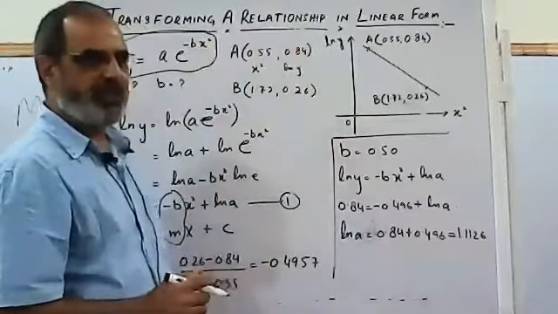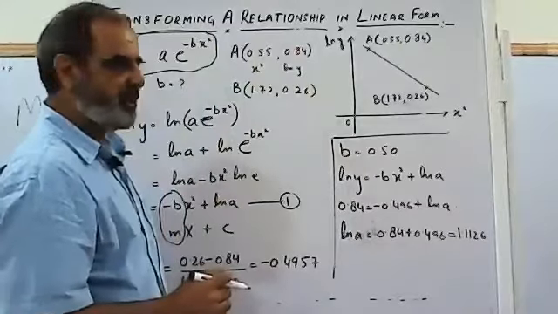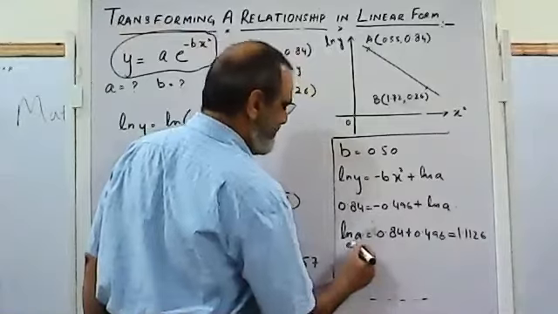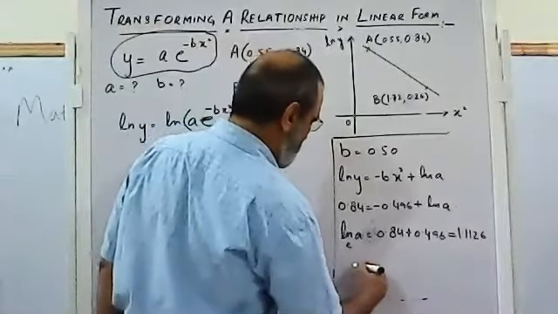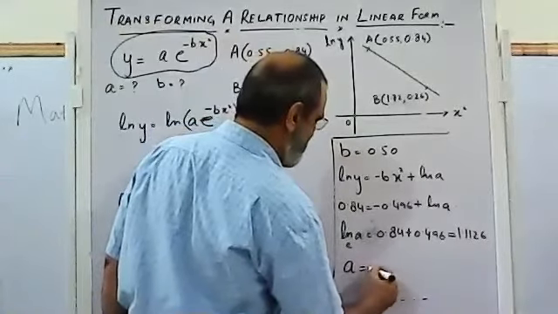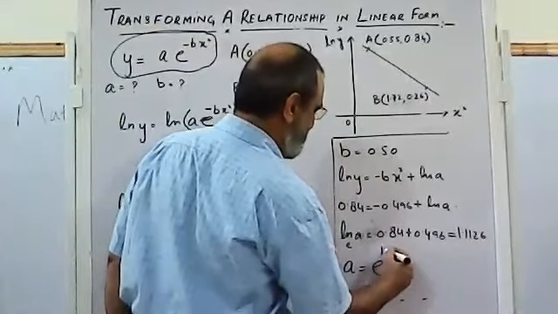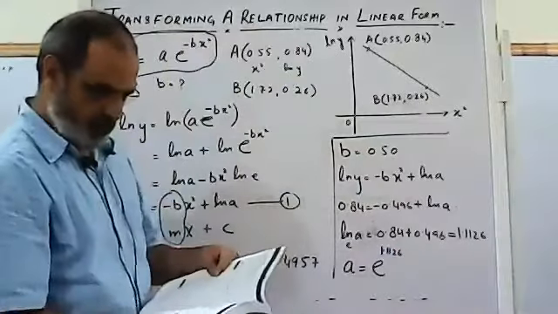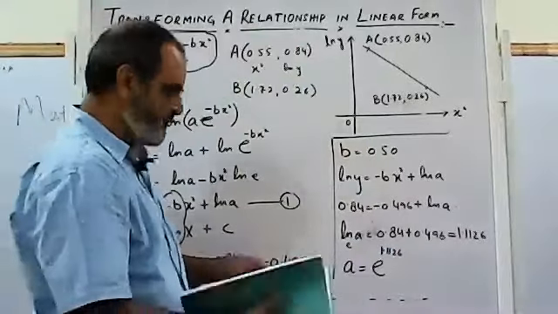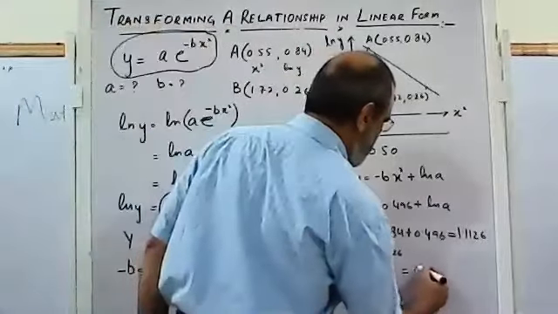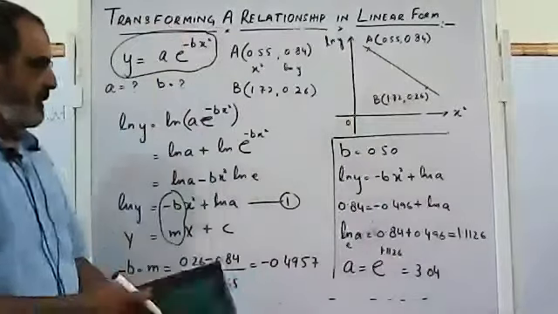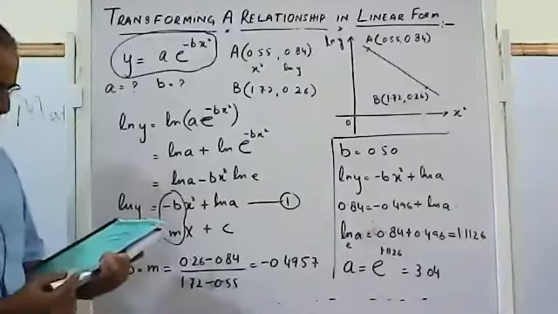To find the value of a, ln of a is equal to 1.1126. So I will change it into exponential form. I know the base of ln is e. So if I change into exponential form, I'll get a is equal to e to the power 1.1126. Using a calculator, I can find its value to be 3.04. So this is how we have calculated the value of a and b.